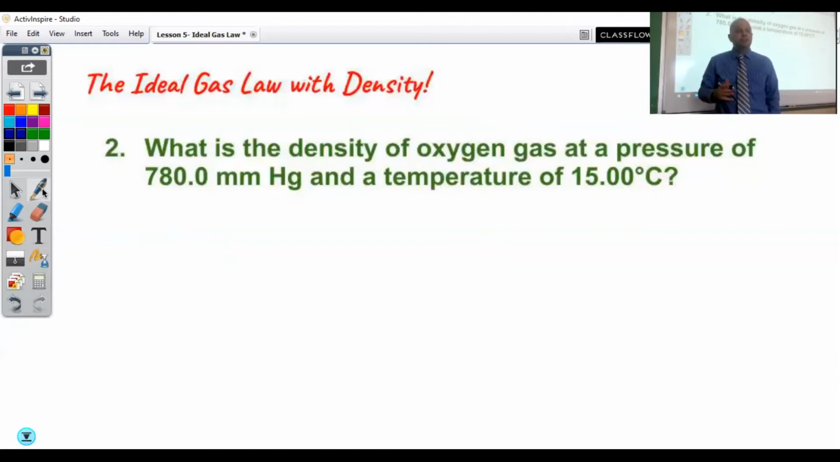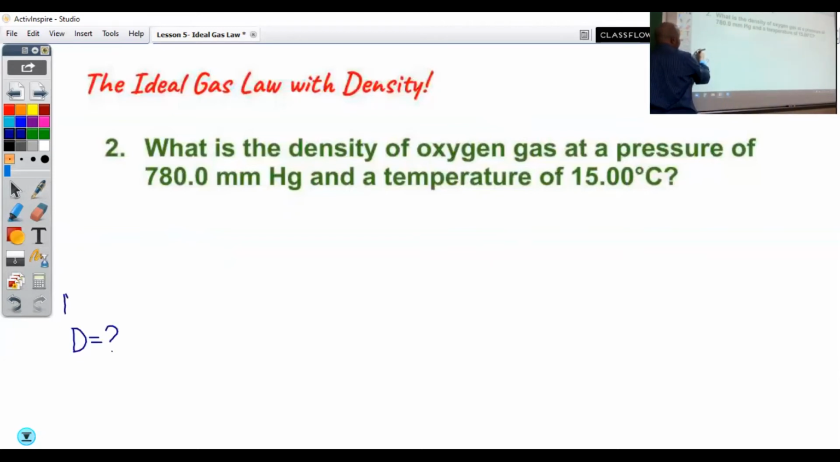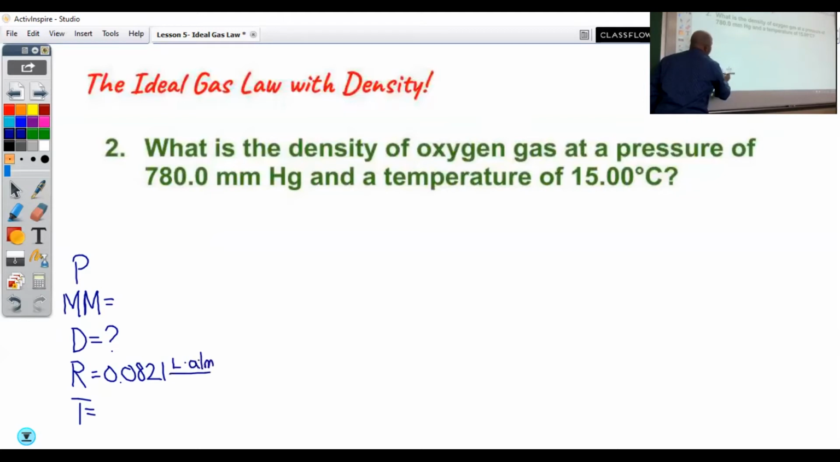Okay, let's take a look at this new problem. It says, what is the density? So in this case, we're not solving for molar mass. Instead, we're solving for density. I'm just going to write out my given terms here: pressure, molar mass, density, R, and T. And of course, we always know the value for R. It's a constant, 0.0821 liter ATM over mole times Kelvin.